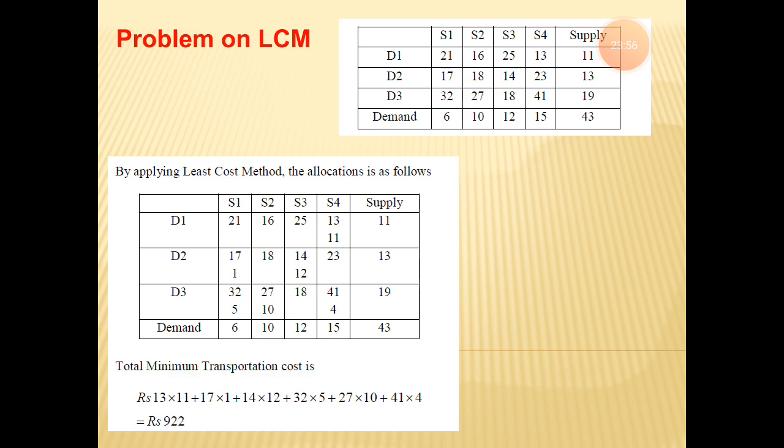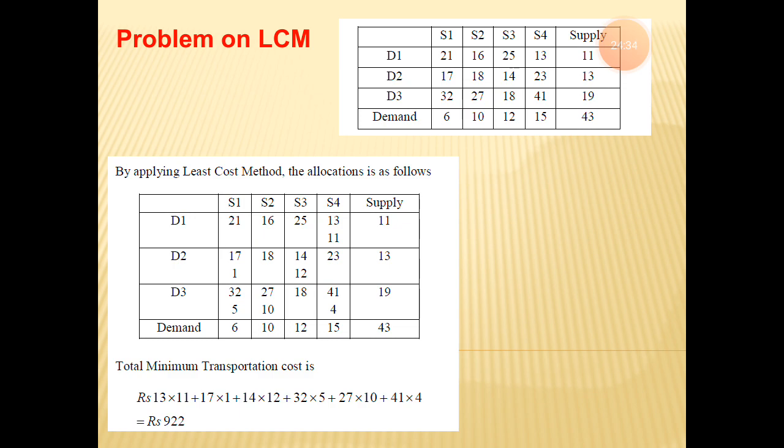Now verify. In D1, adding the allocations, you get 11. D2: 1 plus 12 is allocated, so it is 13. D3: 5 plus 10 plus 4 is 19. Now come to the supplies. S1: 1 plus 5 is 6. S2: 10. S3: 12. S4: 11 plus 4 is 15. We are allocated here.